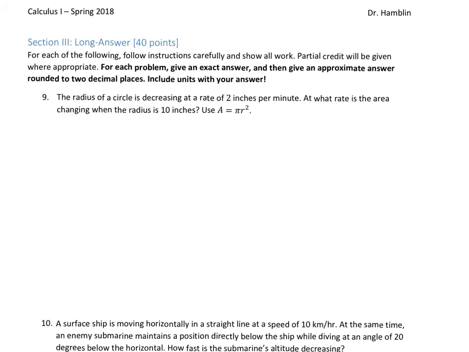All right, so now we've got some application problems. These first two problems are related rates problems. So for this first one, we're told that the radius of a circle is decreasing at a rate of 2 inches per minute, and we want to know the rate at which the area is changing when the radius is 10 inches. So we're given that A equals pi r squared, and we want to use that to answer our related rates problem. We're also given that the radius is decreasing at a rate of 2 inches per minute, so that's dr/dt equals -2 inches per minute.